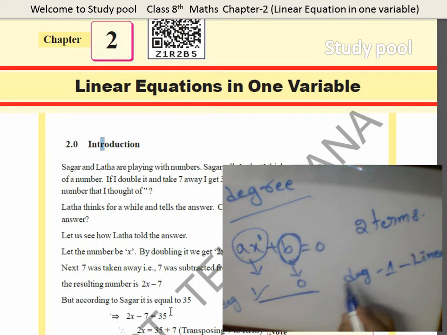Okay, what happens if the degree is 2? We call this one a quadratic equation. If the degree is 3, we call that one cubic. Now you may have understood well about linear equation in one variable. Now let us see this chapter.